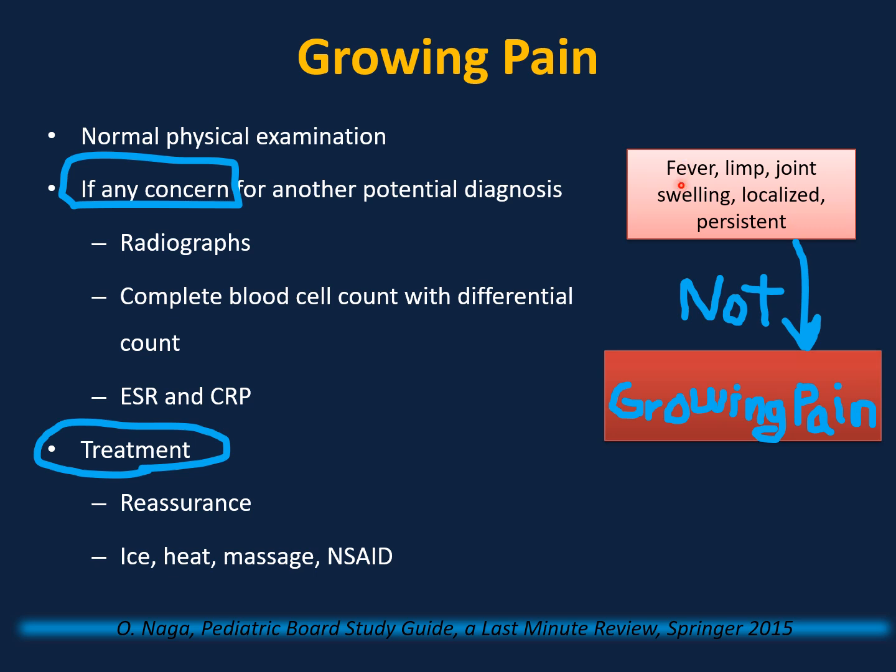If the patient is having fever, weight loss, hepatosplenomegaly, rash, limp, joint swelling, or localized pain in a certain location all the time, this is not growing pain. Persistent all the time, day and night, this is not a growing pain. You have to look for other causes. If any concern for another potential diagnosis, the best initial investigations are radiographs, complete blood count with differential, ESR, and CRP. The treatment is reassurance: no investigation whatsoever in typical presentation, ice, heat, massage, non-steroidal anti-inflammatory medications.